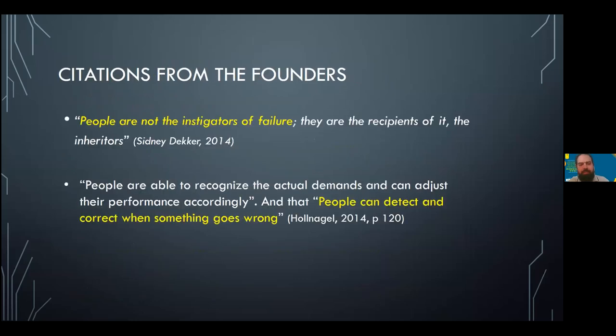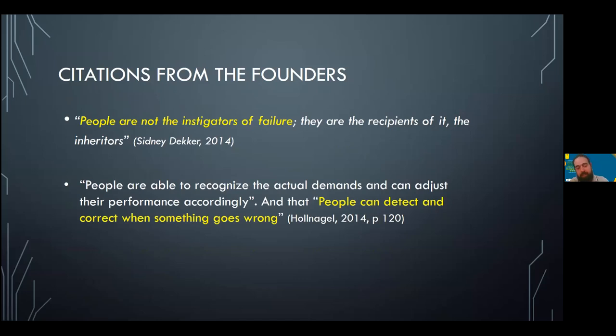So just to give you a hint or some idea about how important, how central the idea of the workers' authority is in Safety 2. These citations are from two of the founders of Safety 2, Sidney Dekker and Erik Hollnagel. For Dekker, for example, he clearly believes that errors, even at the sharp end, are grounded in system failures. He says people are not the instigators of failure. They are the recipients of it. They are the inheritors. So he believes that errors are caused by system failure, and the people who put the system in place, meaning the management and the leadership, are the ones to be blamed if there is an error at the sharp end.